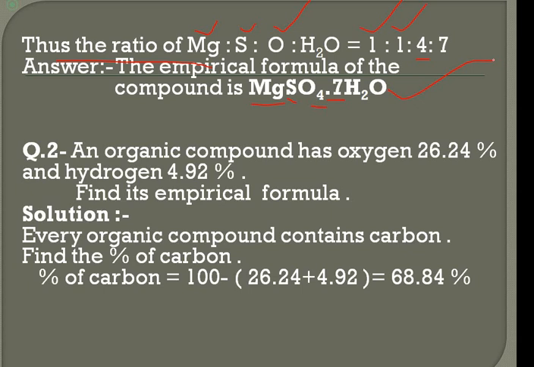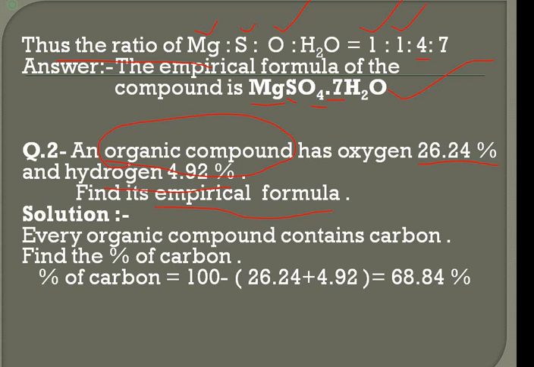Right, now moving on to the next question. It says an organic compound has oxygen 26.24% and hydrogen 4.92%. Find its empirical formula. Now in this question, I read the question for you again. It says that an organic compound. I put stress on this, an organic compound. If it says an organic compound, it means that the compound is composed of carbon, hydrogen and oxygen.